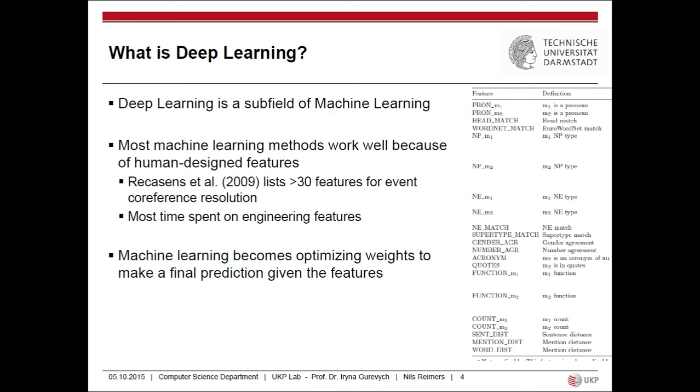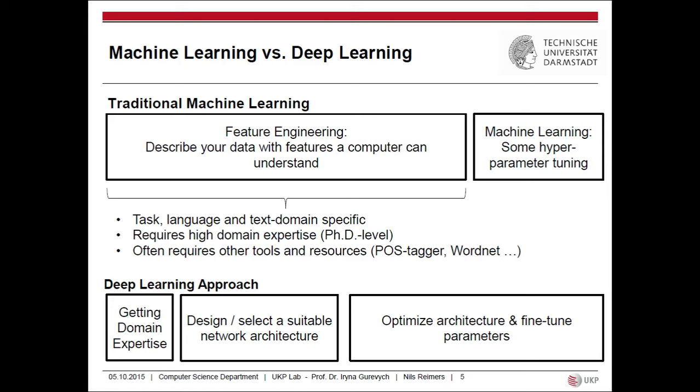So you extract, for example, the gender, the words in quotes, what the function words are, what the counts are, what the sentence distance is, what the mention distance is, whether there is a match in WordNet, and so on. And machine learning becomes just optimizing the weights to make the final prediction given the features. So in traditional machine learning, you spend a lot of time on feature engineering and typically really little time on machine learning. In most works here, we just do some hyperparameter tuning.